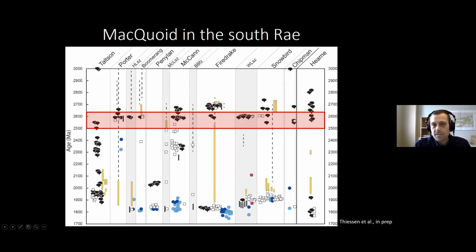And so the red box I've highlighted here overlaps broadly in time the orogenic system, and you can see that there's abundant plutonism and metamorphism more or less recorded across the entire region at this time. This, of course, was a major crust formation age in the Rae.